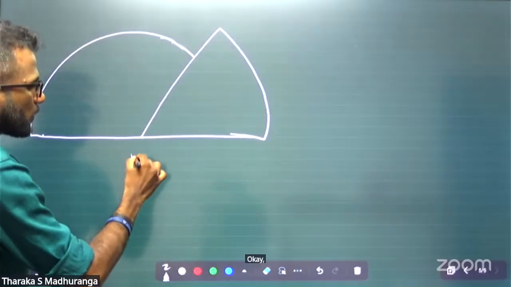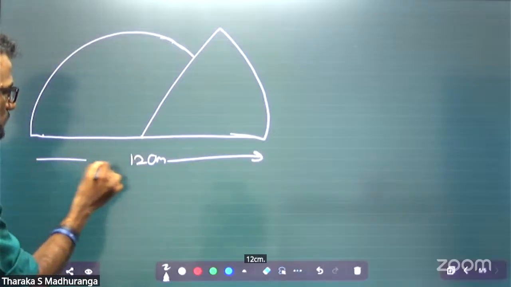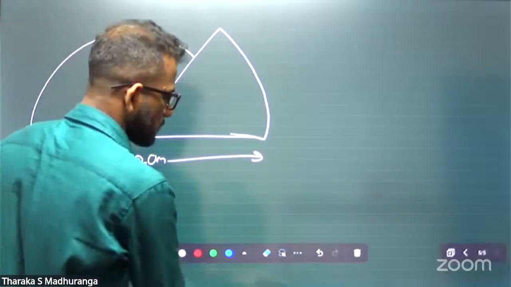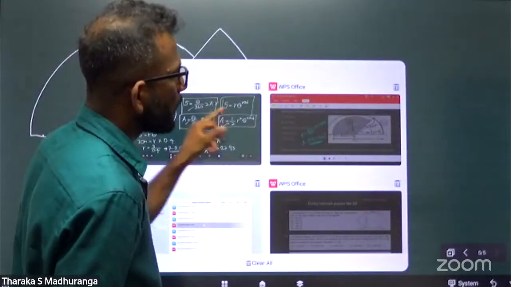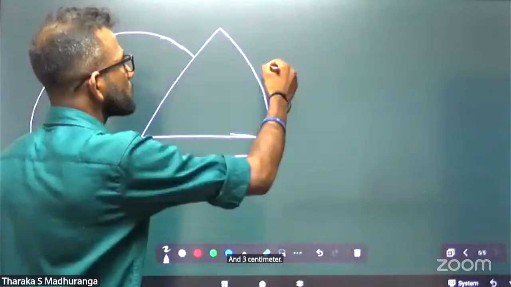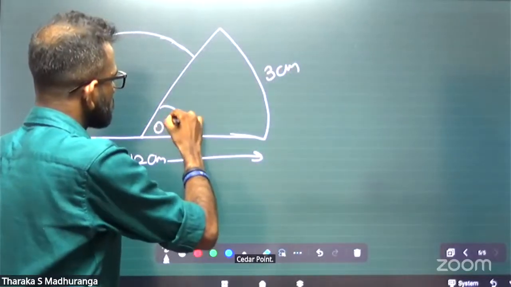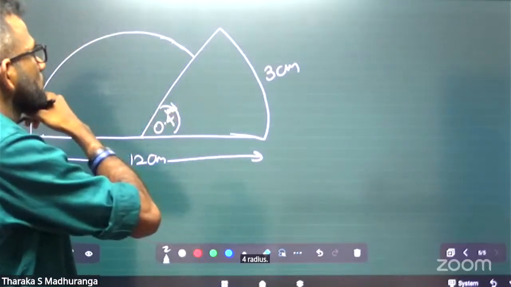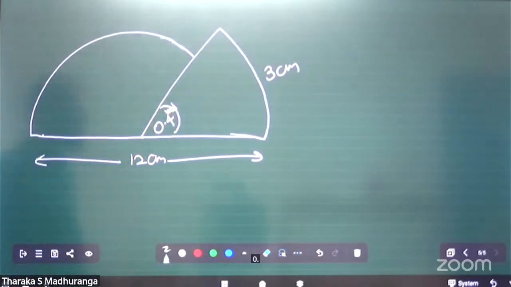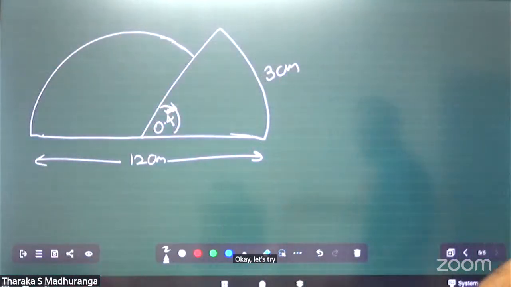Okay, the total length is 12 centimeter. And 3 centimeter, 0.4 radian. Okay, let's try this question again.